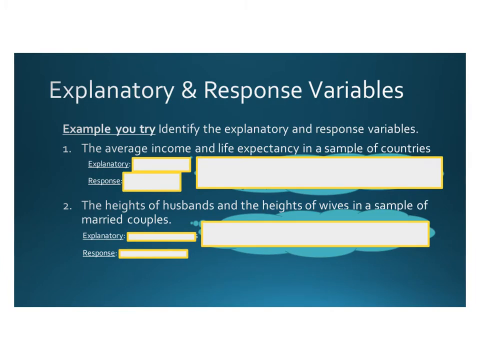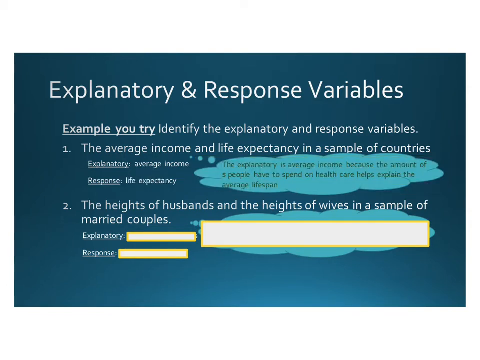Now take a few minutes to try 2 problems on your own. For number 1, you should have said the explanatory variable is your average income, and your response is the life expectancy. Now notice we have a thinking bubble here. Remember, the explanatory is the average income because the amount of money people have to spend on healthcare helps explain average lifespan. So that is the reason why we want to choose income for explanatory variable over the life expectancy.